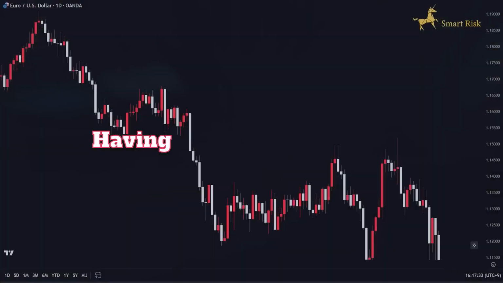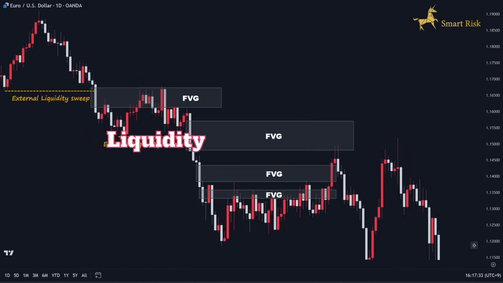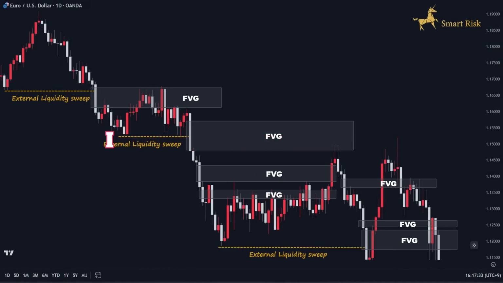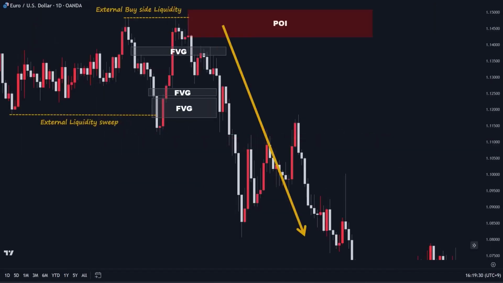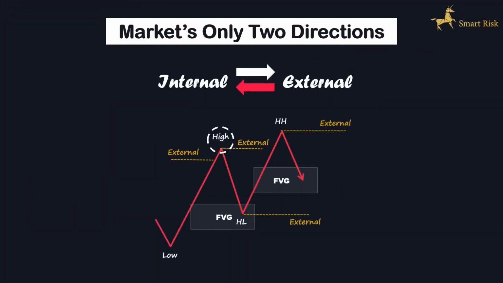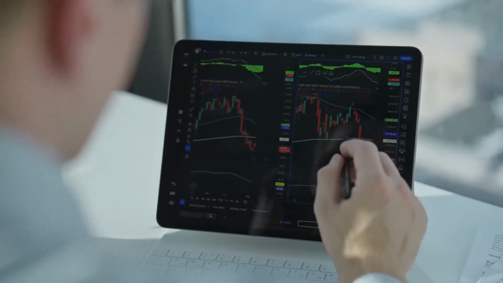Imagine having the ability to foresee where price is likely to move based on the hidden forces of liquidity and fair value gaps. It's like having a roadmap to market momentum, a roadmap we're about to unfold right before your eyes. In this advanced episode, we're diving deep into the intricate relationship between internal and external liquidity, revealing how price ebbs and flows between them, all while filling the gaps that define market equilibrium.